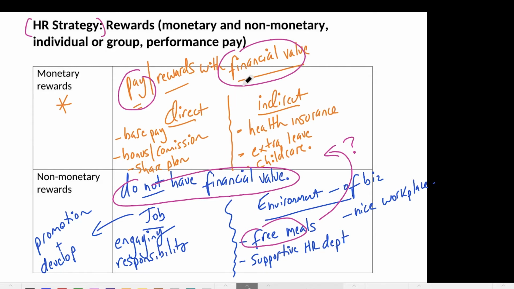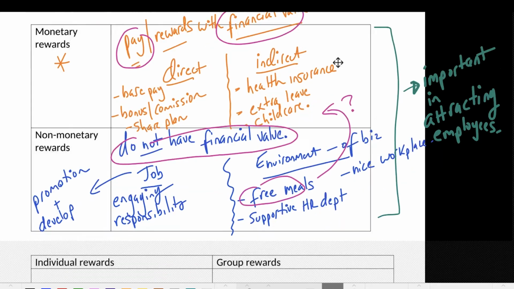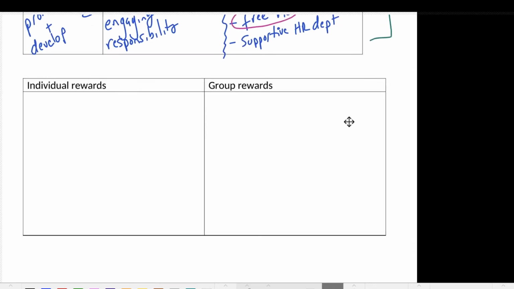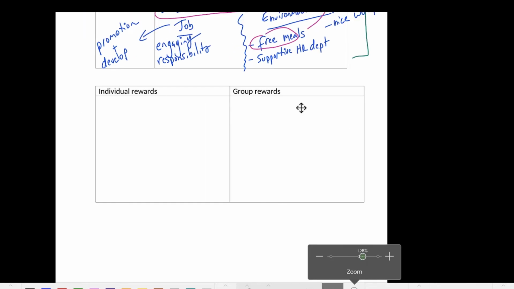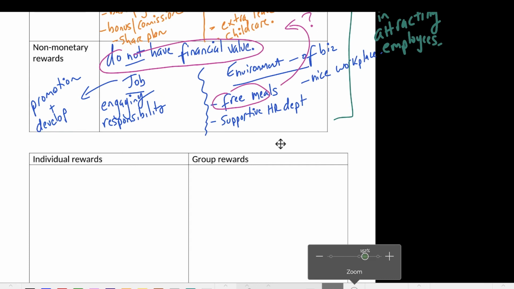And maybe that's worth putting down over here, is that we can say that these two things here, both of those are important in attracting employees. It's not just about how much people get paid. So let's dig a bit deeper here so that we can also then distinguish in terms of rewards. So we've very much got, okay, monetary, non-monetary. We can now focus on individual and group rewards too.